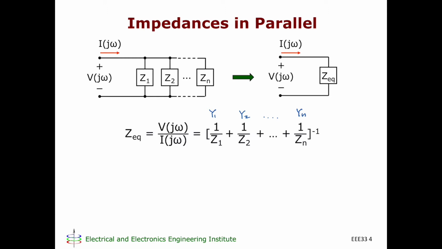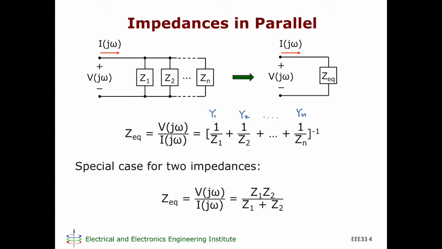We have a very special case when you have two impedances, then Z equivalent would be product over sum, Z1 Z2 over Z1 plus Z2. Again, we went through the proof of this in an early part of the course, so I'm not going to prove this anymore. You can, however, try to prove it as an exercise on your own.